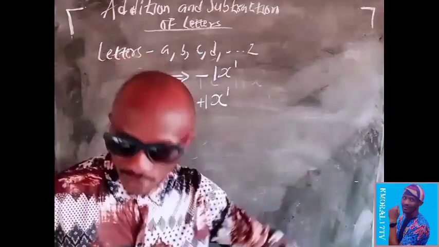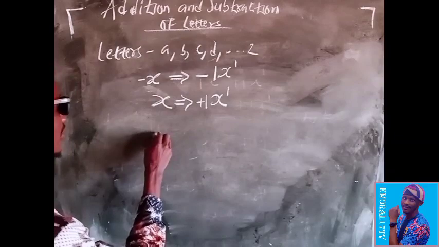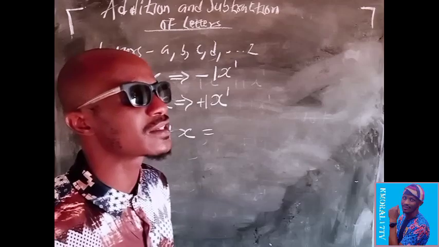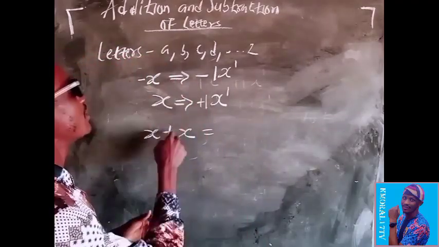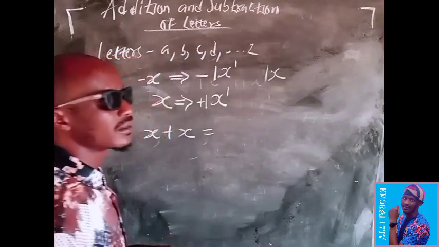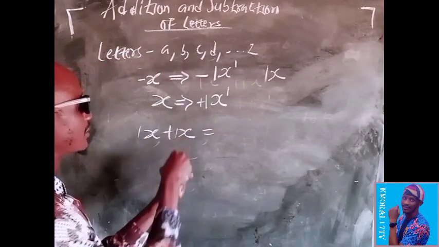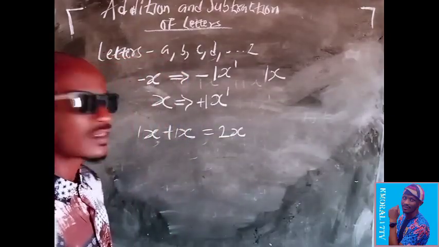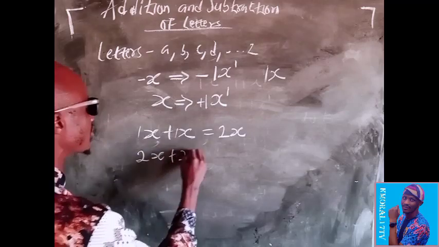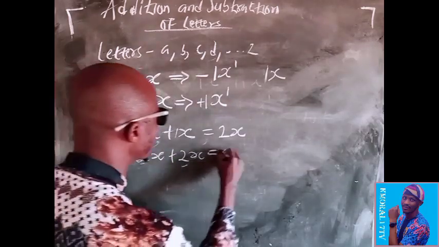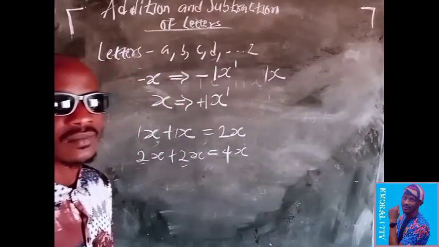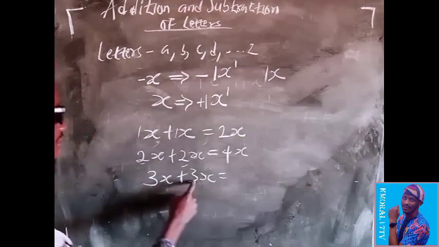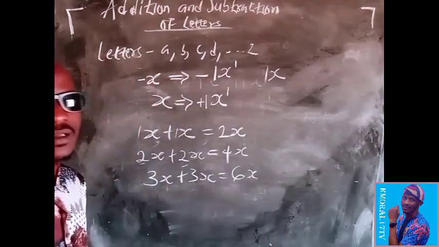Now let's practice the addition and subtraction of it. By the time you go in like this, you have x plus x. X plus x is 2x. People will imagine, where do you see 2? Don't forget I told you, for every x that is standing alone, there is a 1 at the back. So we have 1 here, plus another 1 here. It will now be 1 plus 1, 2. Then take the x to be 2x. And if it is 2x plus 2x, it will be 2 plus 2, which is 4. Take x. If it is 3x plus 3x, 3 plus 3 is 6. Take x. Do you get that?